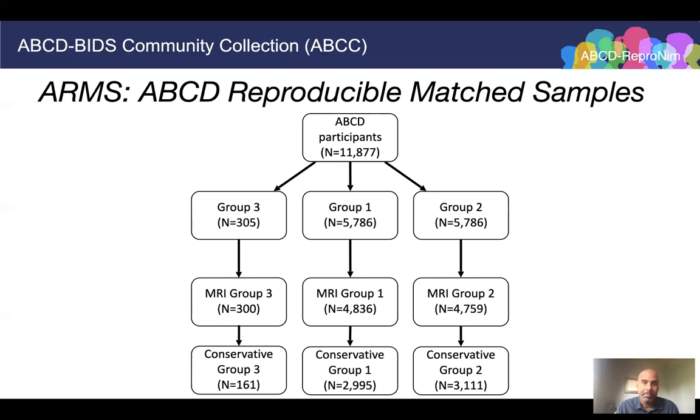This is just an example of two different matched ABCD data sets on the left here, group one and group two. After a conservative motion correction, we have a reduction of current data available. Recovering some of that data is an ongoing effort in the consortium.